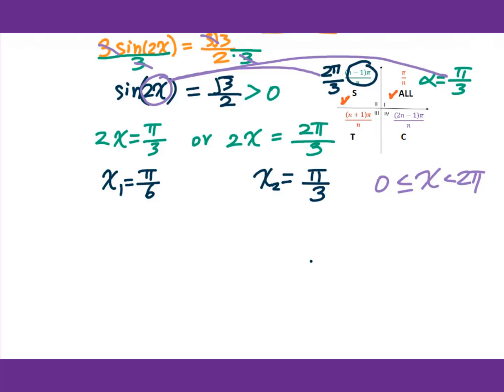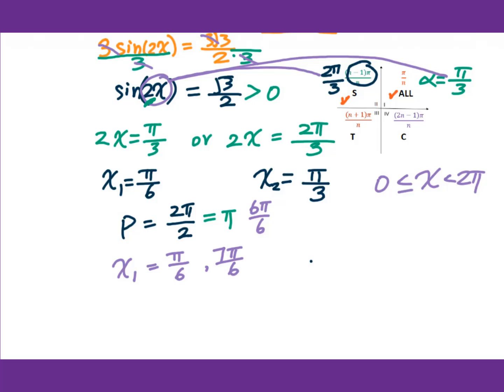Since we're looking for x between 0 and 2 pi, you have to add a period. The period p equals 2 pi over 2, because b is the coefficient of x, that is pi. Therefore, for x1 equals pi over 6, I keep adding pi, that is 6 pi over 6. So keep adding 6 pi, you will get 7 pi over 6, 13 pi over 6, and so on.